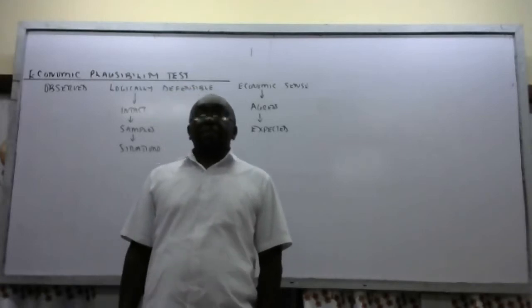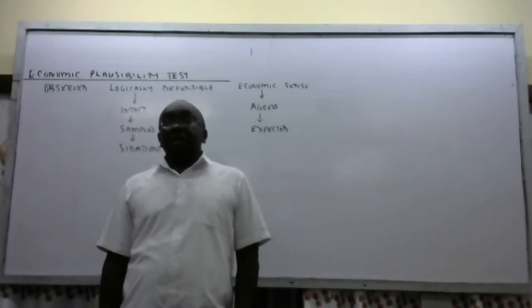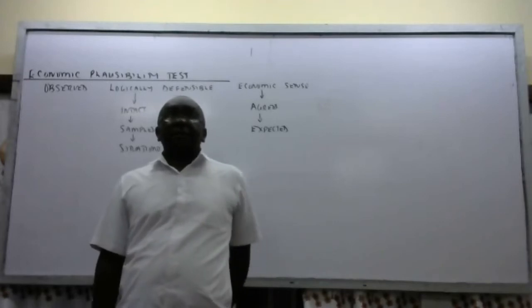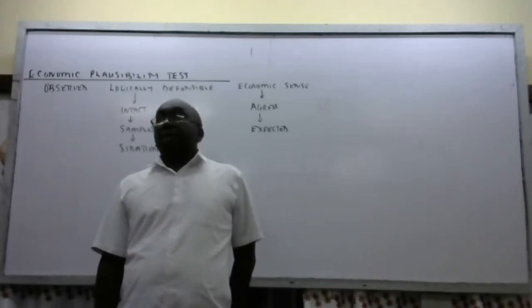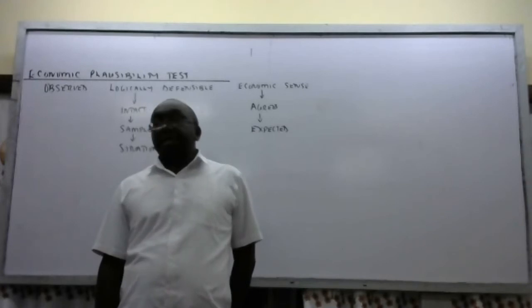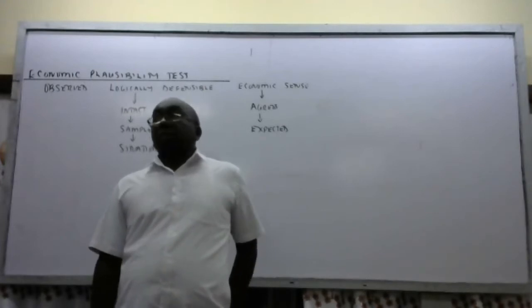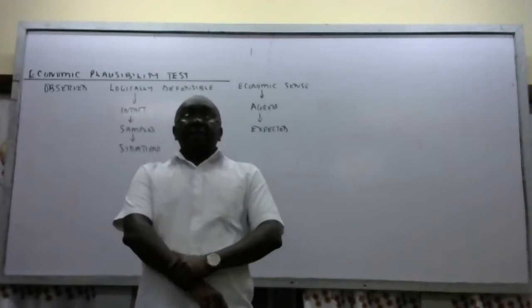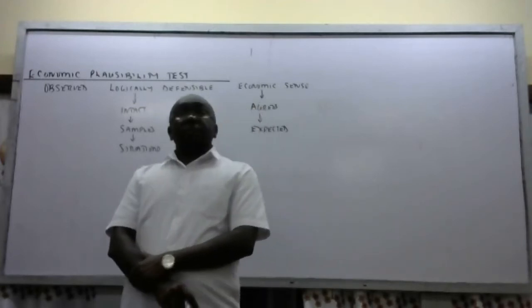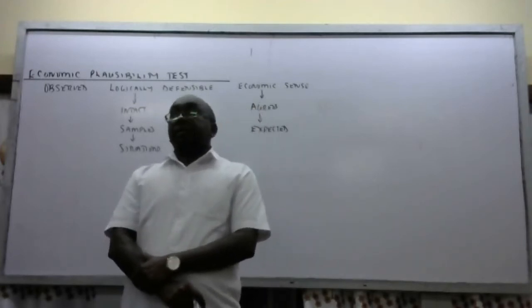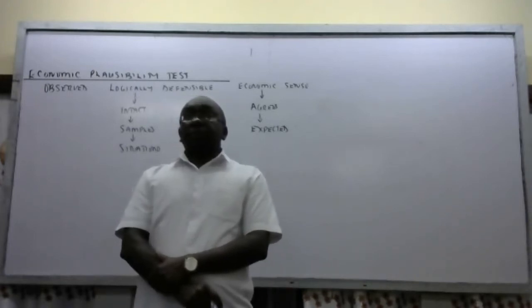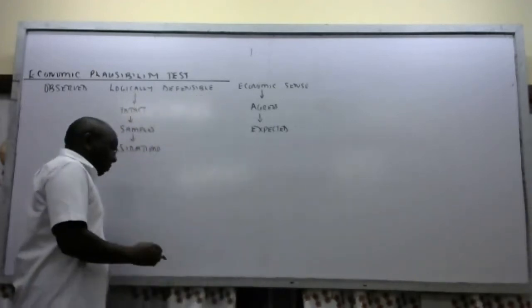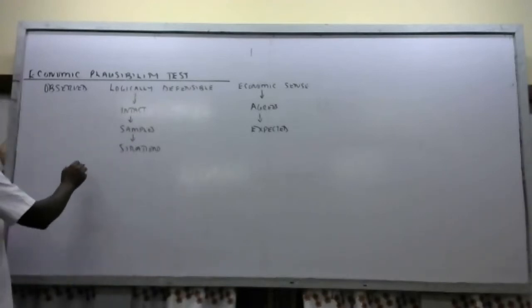First stop. A relationship that is logically defensible and makes sense is said to be economically plausible.